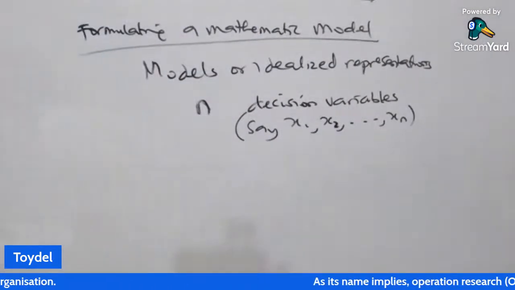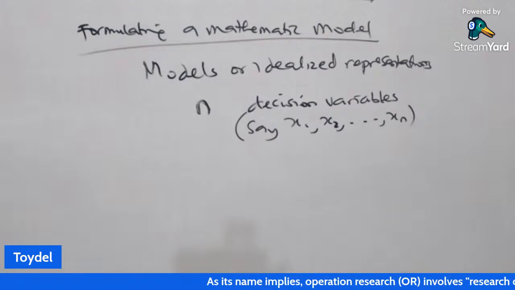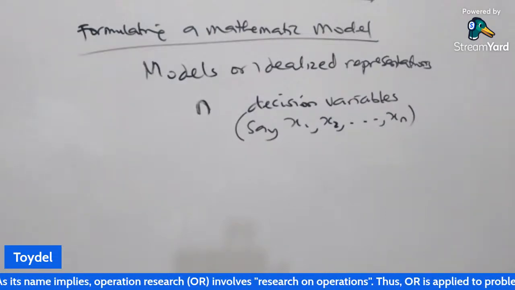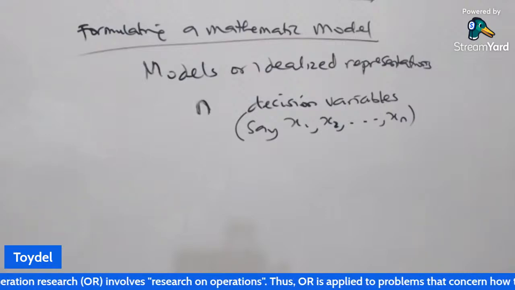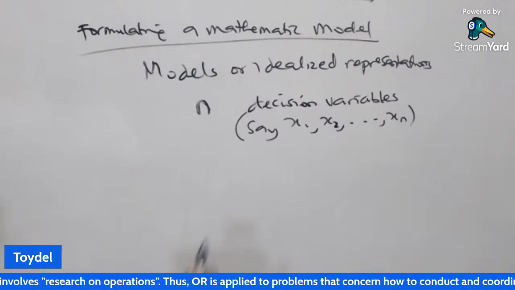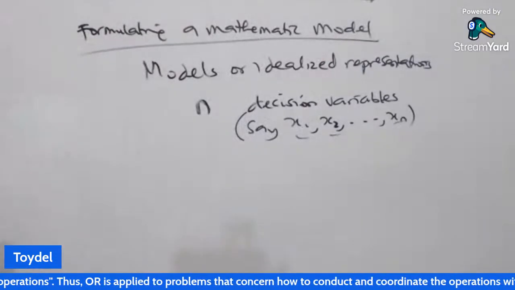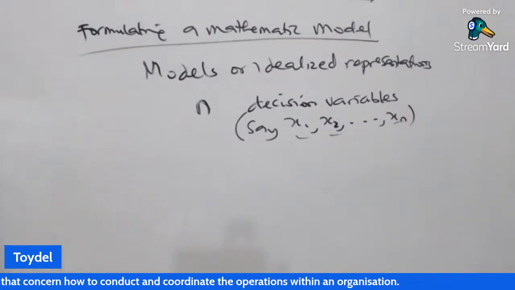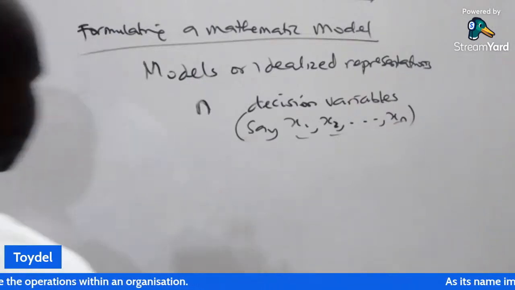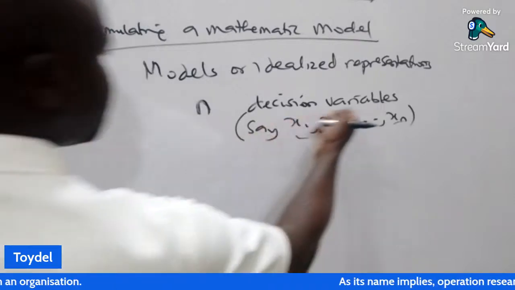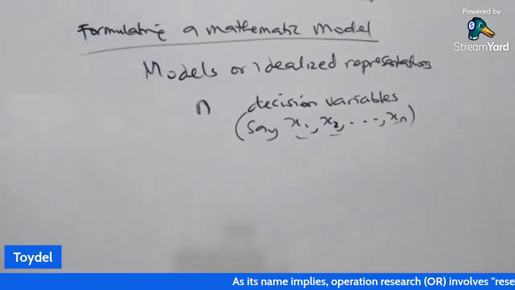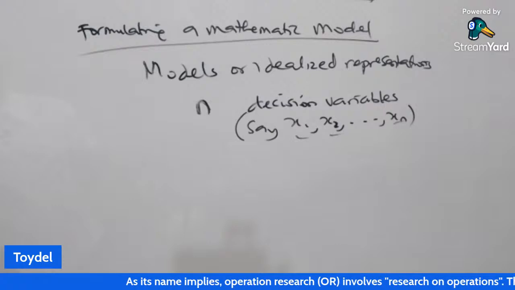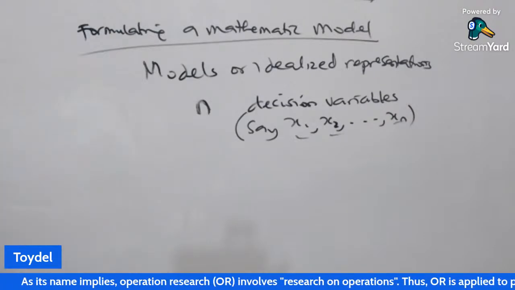So that is it about decision variables. They are represented as decision variables, as we have talked about, whose respective values are to be determined. That is, we are going to get values for all of these at the end of the day. So the appropriate measure of performance is then expressed as a mathematical function of these decision variables.